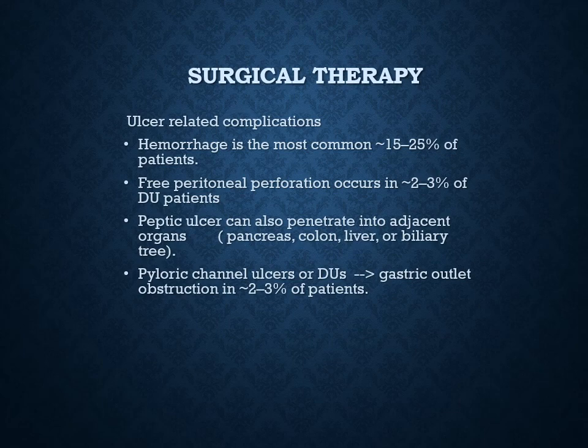Bleeding is the most common complication and it occurs in up to 25% of patients. Patients unresponsive or refractory to endoscopic intervention will require angiographic intervention or surgery. Other causes for surgical therapy are free peritoneal perforation, peptic ulcer that can also penetrate into adjacent organs, and patients who present with pyloric channel ulcer or duodenal ulcers that can lead to gastric outlet obstruction, which is seen in up to 3% of patients.